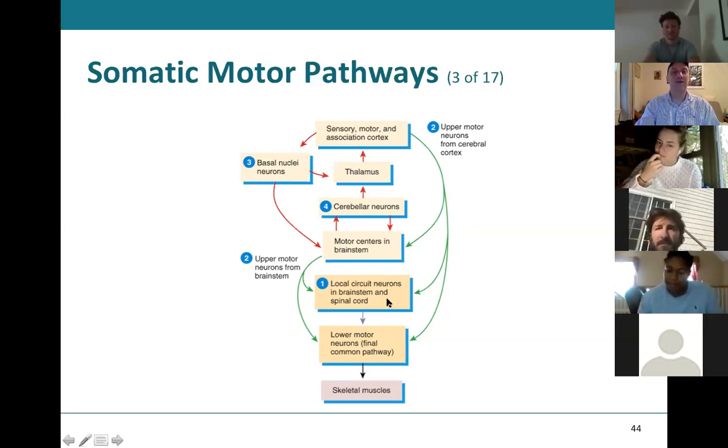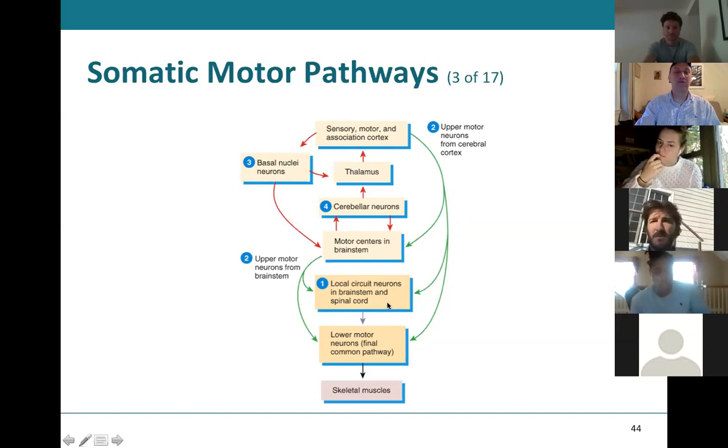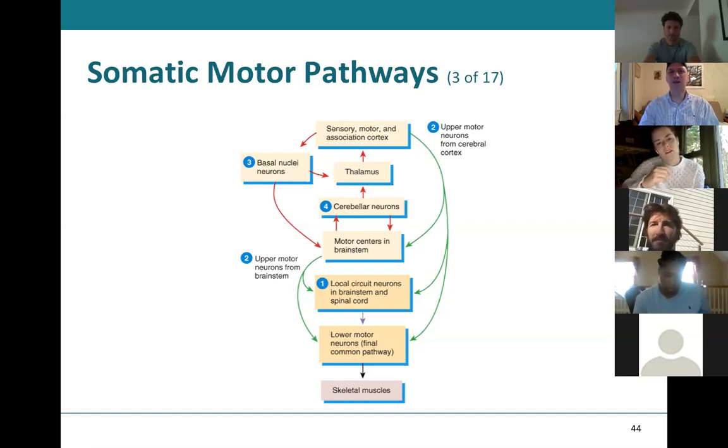We're also going to send the local circuit neurons inside your spinal cord to finally activate that lower motor neuron. It's a lot more confusing than it seems like. You're just like, all I have to do is just go like this. But there's a lot of what's actually going on here. So can I just try to think through it?